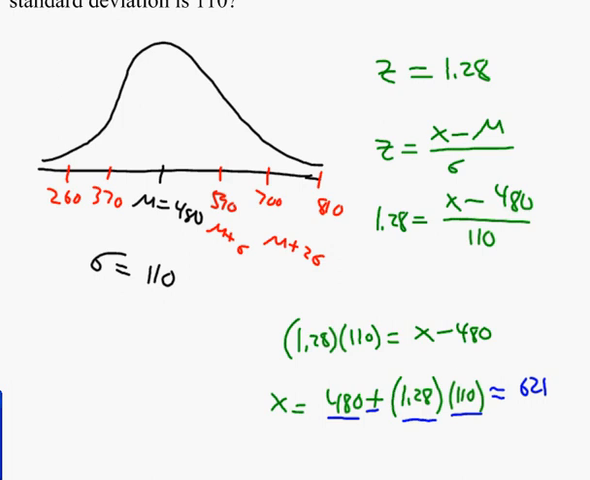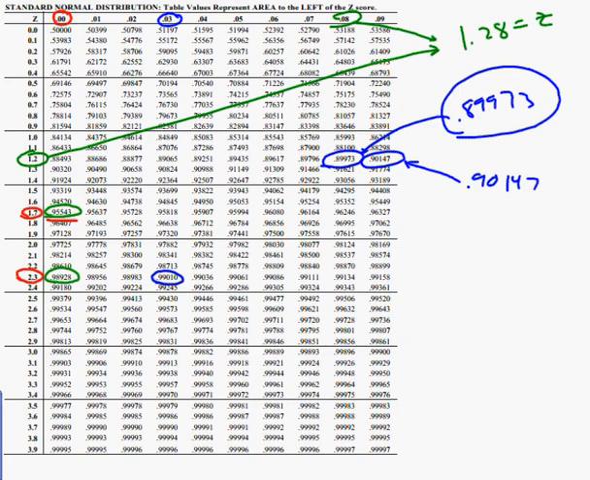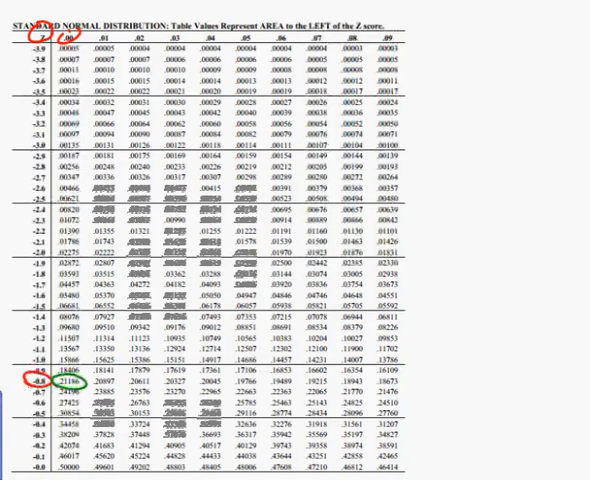So this concludes your introduction on how to use z-scores and a z-chart to answer questions about the normal distribution and find probabilities and percentiles.